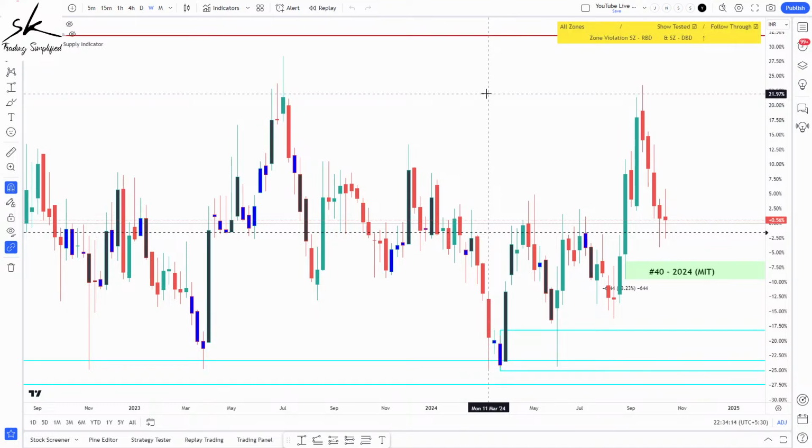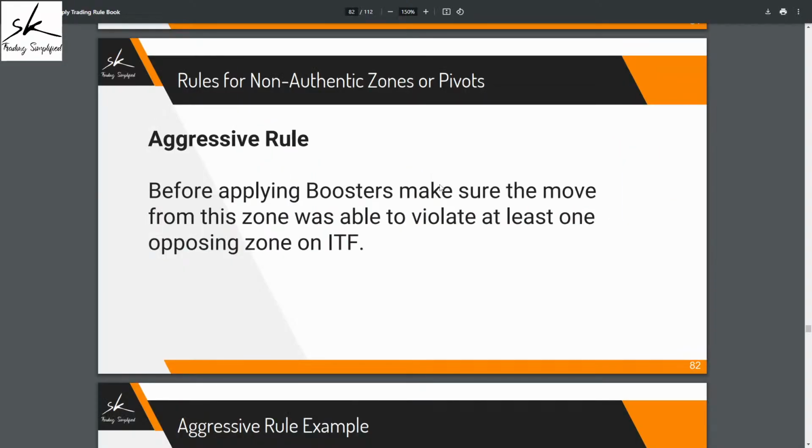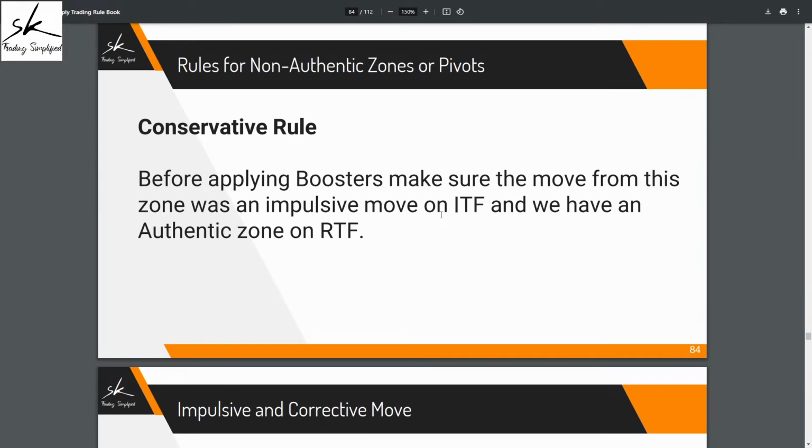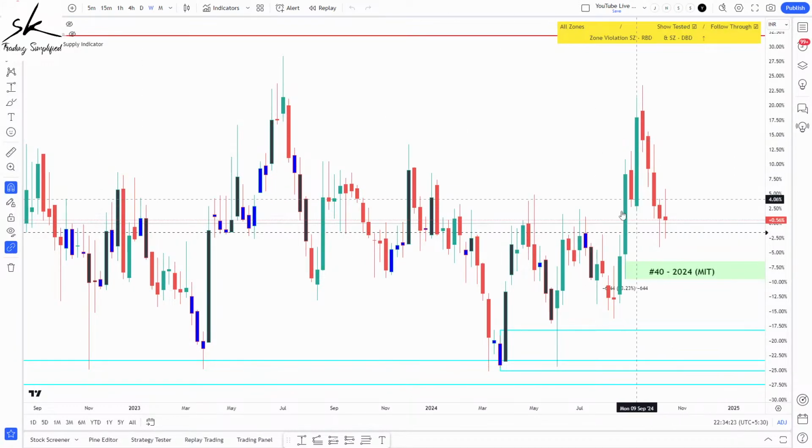Now going with the conservative rule has two conditions we need to look for. Condition number one, we need an impulsive move on the intermediate time frame, which we can already see that was my last pivot high and it breached it and made a new pivot high. So we already have one of the conditions applicable.